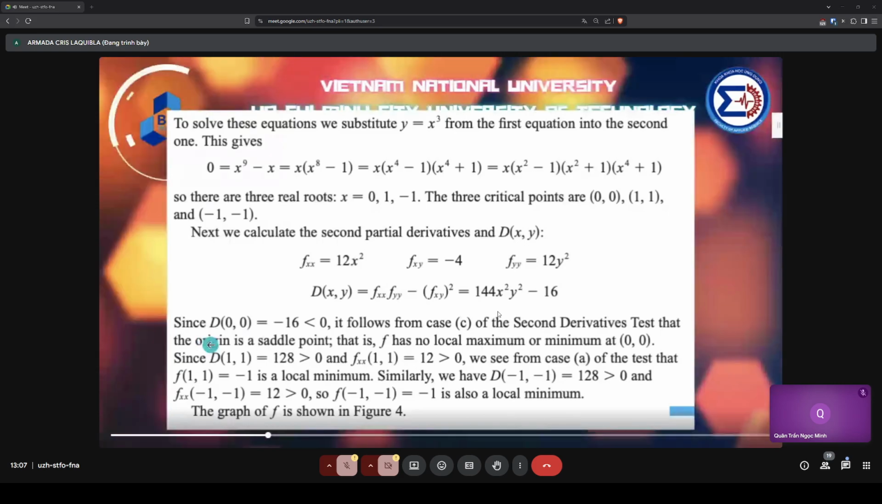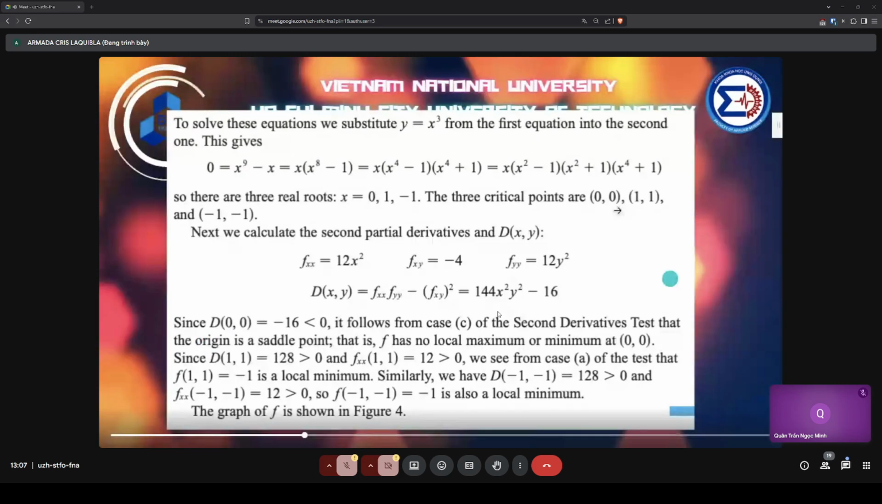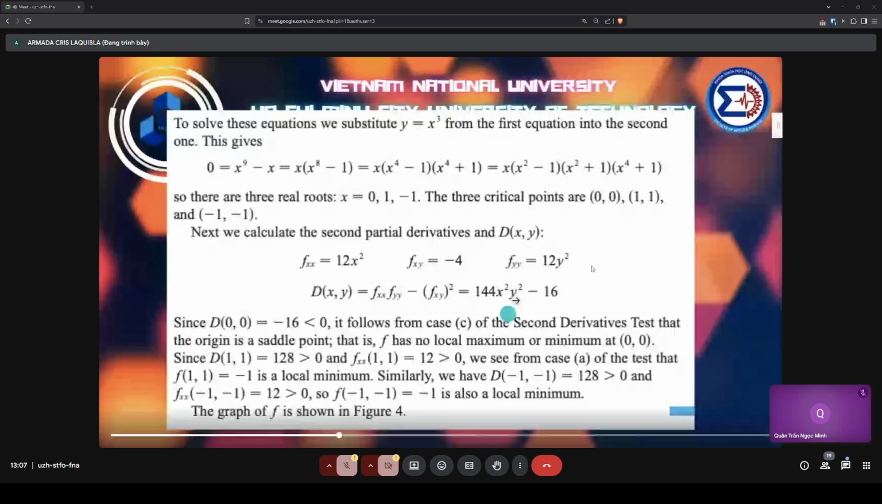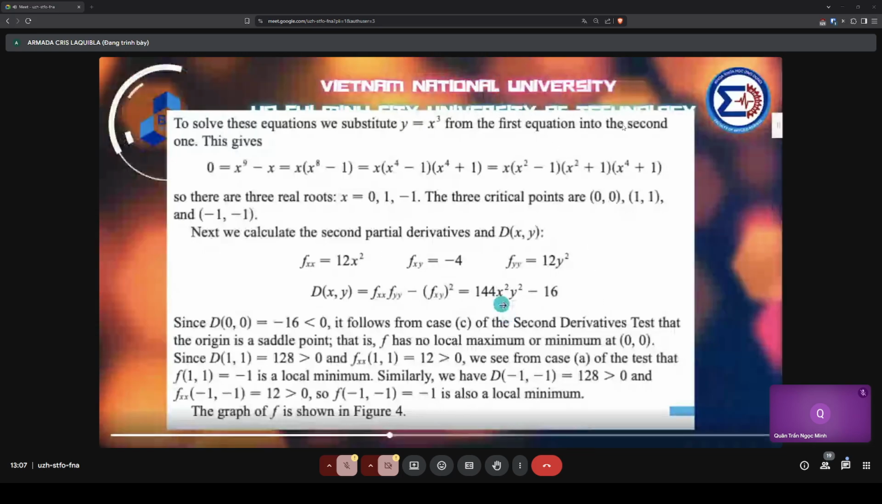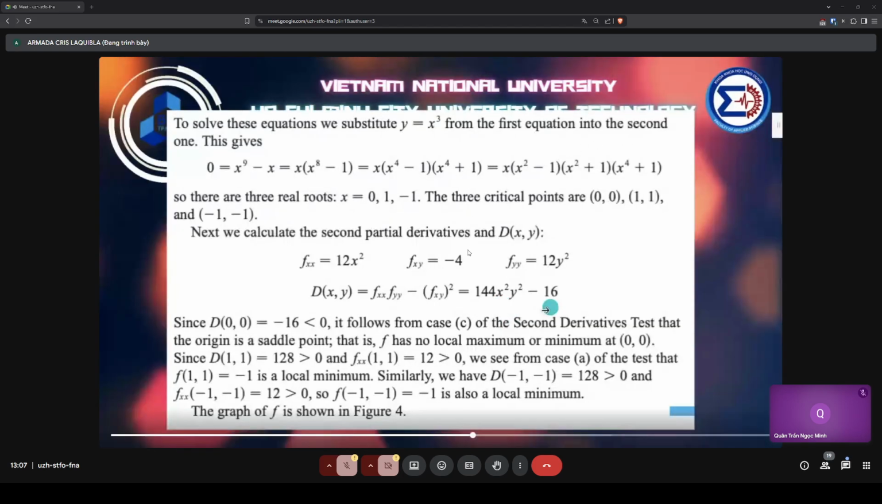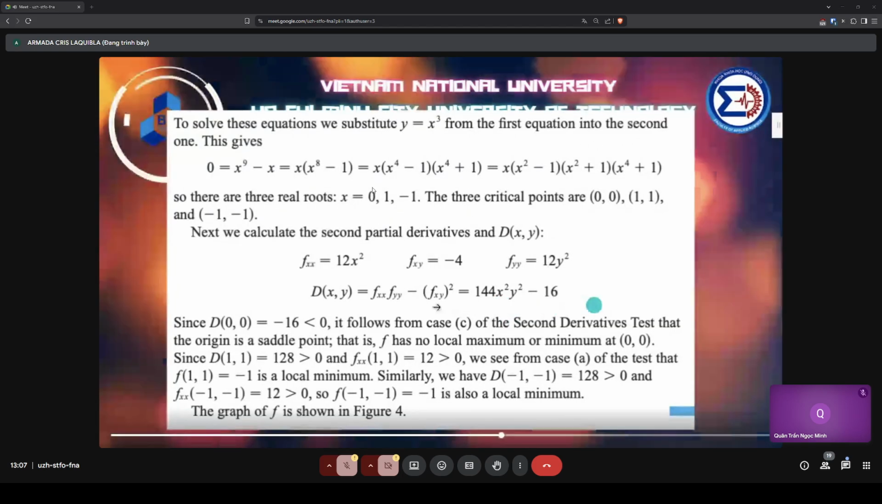Okay, next we substitute 1, 1 here. So 1, 1, square it, it's all 1. So 144 minus 16, it's positive. So 128 positive.